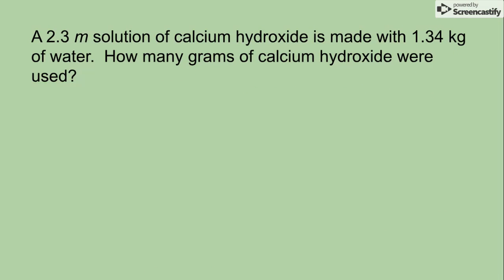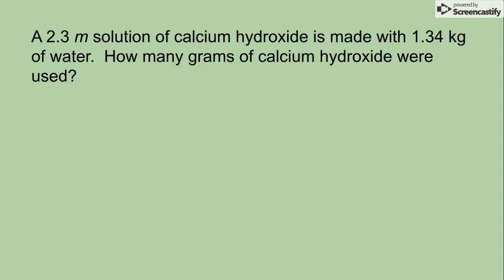So for the first example we're going to look at, we have a 2.3 little m, so a 2.3 molal solution of calcium hydroxide, is made with 1.34 kilograms of water. How many grams of calcium hydroxide were used?